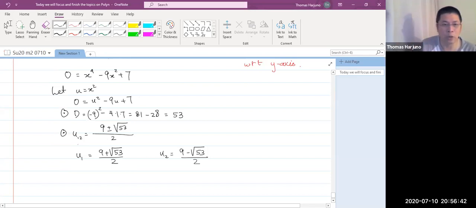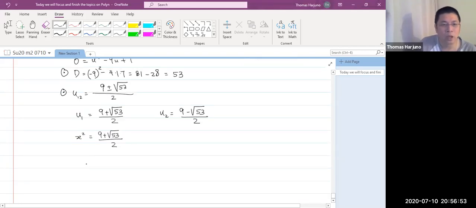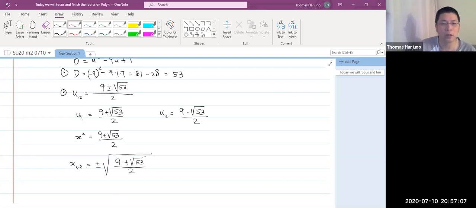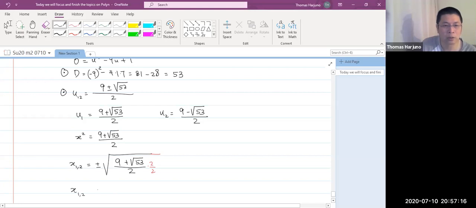But u is x squared. So when I apply the square root property, I will get plus or minus the square root of (9 plus square root of 53) over 2. You can rationalize that denominator, right? Then multiply the top and the bottom by 2. Then I get x1,2 is plus or minus 1/2 square root of 18 plus 2 square root of 53.